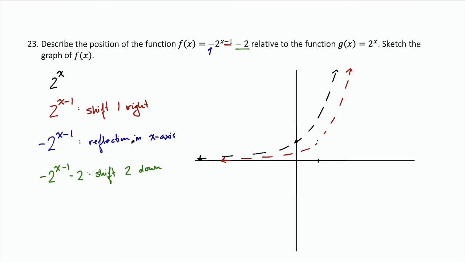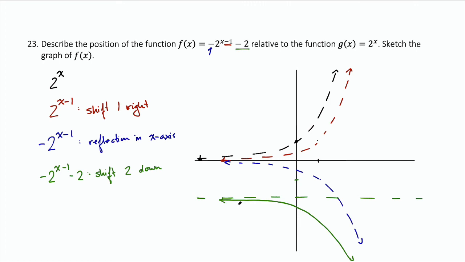And then I want to reflect that in the x-axis. So to reflect that in the x-axis, okay, we're going to drop down like that. And then finally, we want to take that and shift it 2 units down. So the asymptote, the horizontal asymptote, is going to move down 2 units. So we'll go ahead and draw the asymptote. And then take this curve and shift that down.